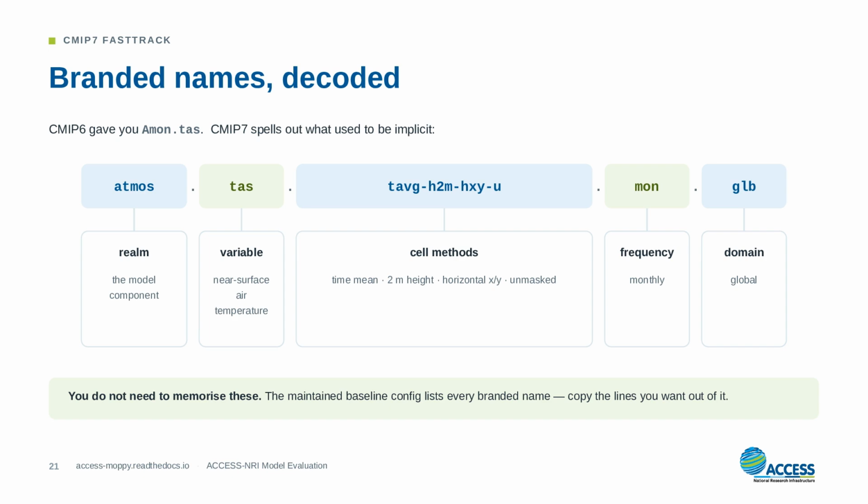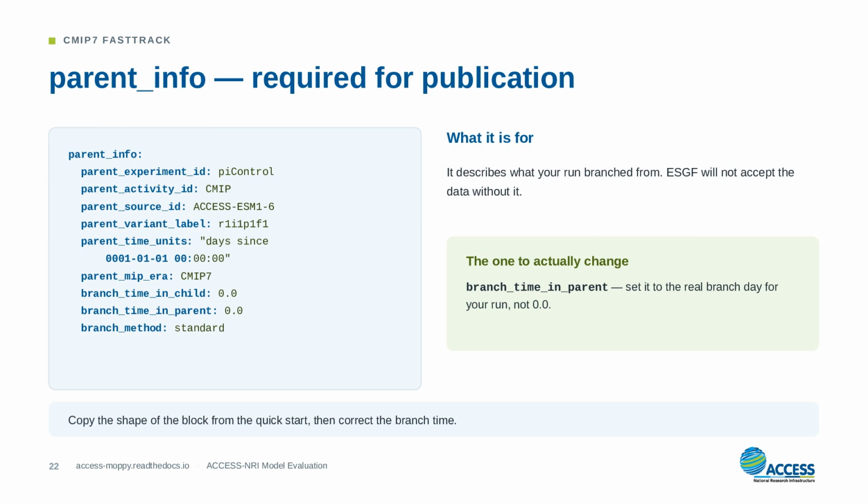You don't need to memorize these. The maintained baseline config lists them all, and you copy the lines you want out of it. One more CMIP7 block worth calling out, parent info. It describes what your run branched from, and it's required for publication. Copy the shape of it from the quick start, but do set branch time in parent to the real branch day for your run, rather than leaving it at 0.